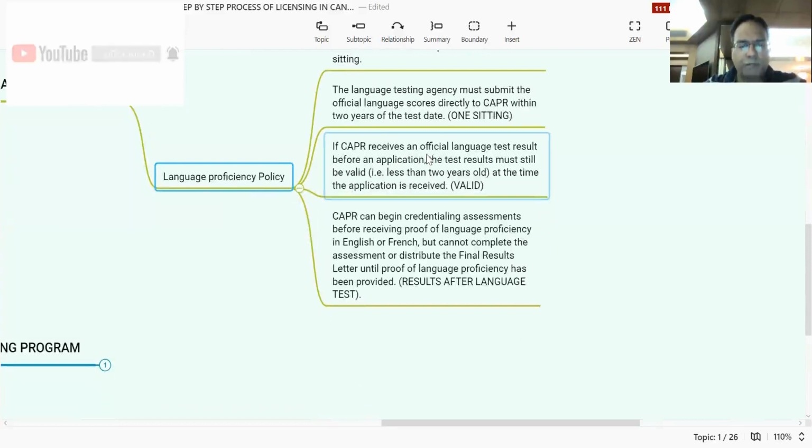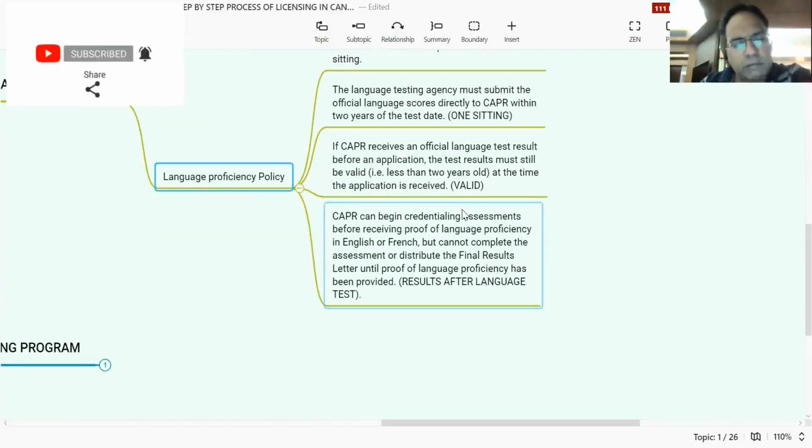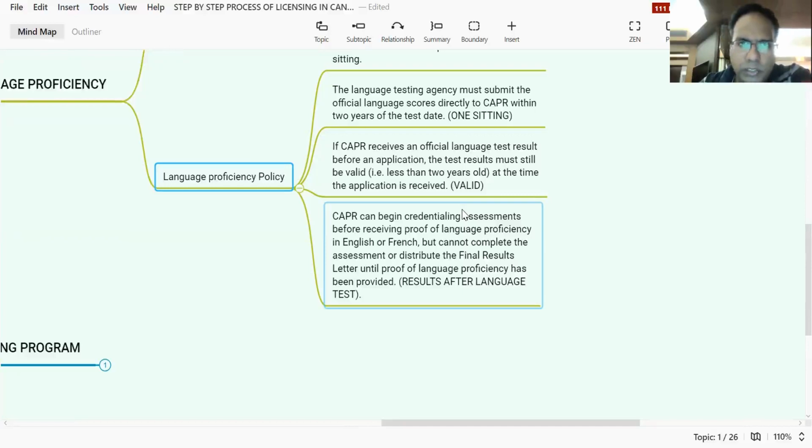If CAPR receives an official language test before an application, the test results must still be valid. Okay, if your application is given before the language test, the language test should be within two years so that it is acceptable.